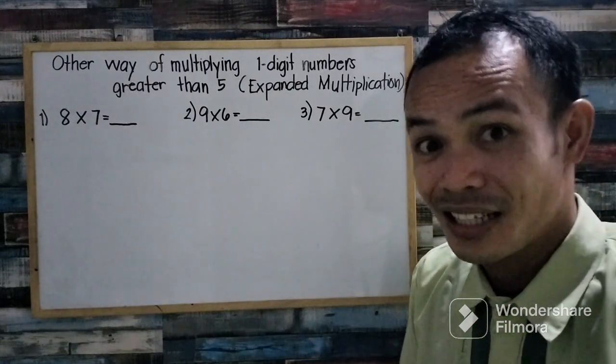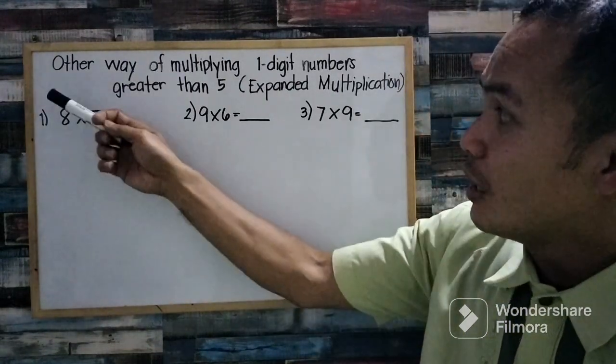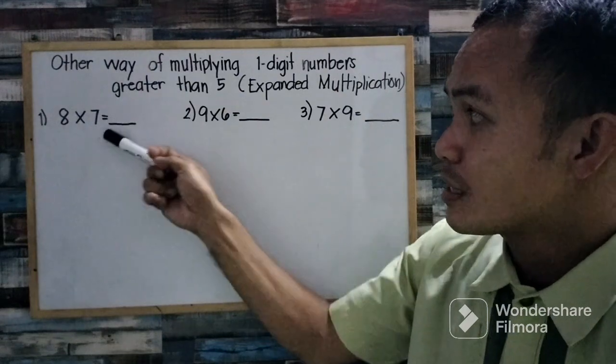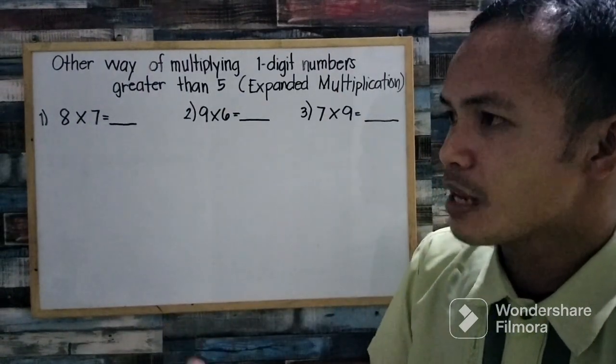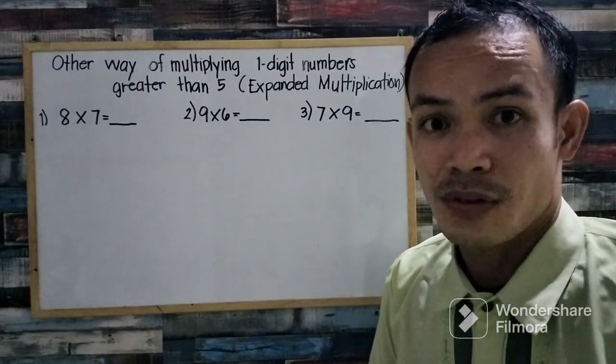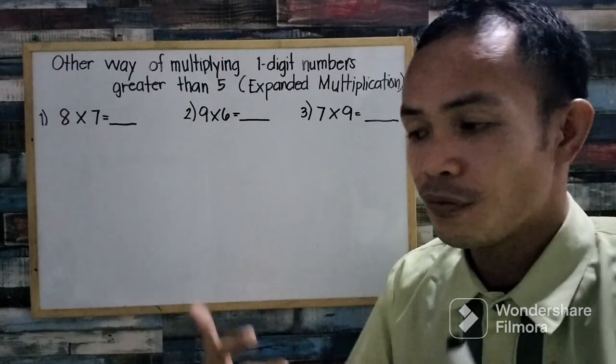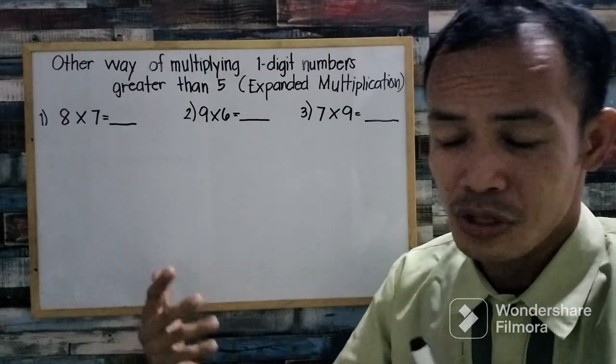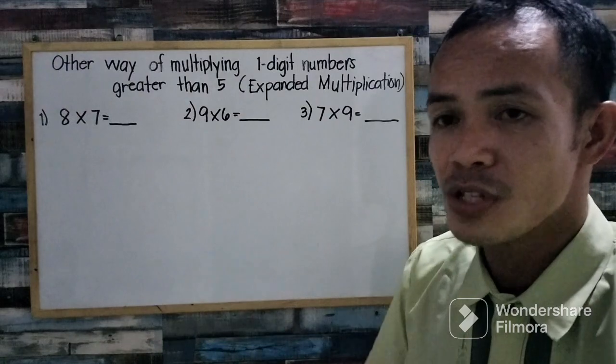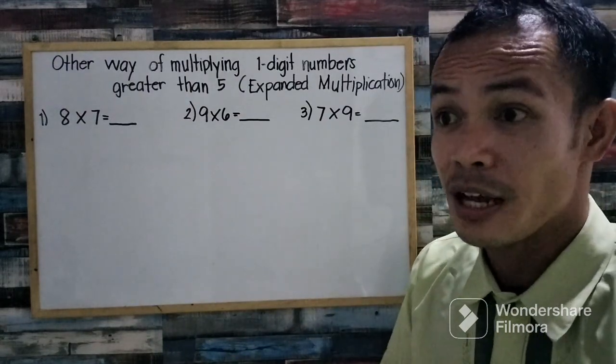Alright? So, now let's start our lesson. First is 8 times 7. Basically, 8 times 7, that is equal to 56, right? Advantage if you know already how to multiply those numbers, right? 8 times 7, 9 times 6, and 7 times 9.